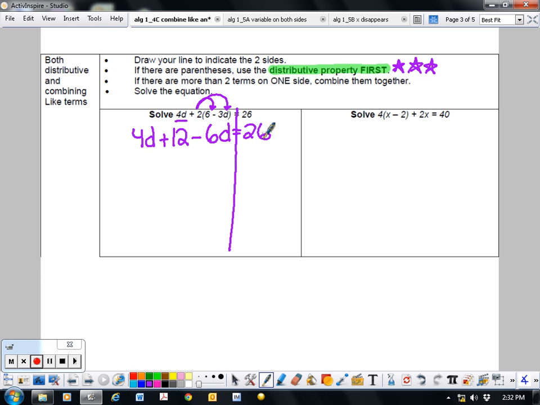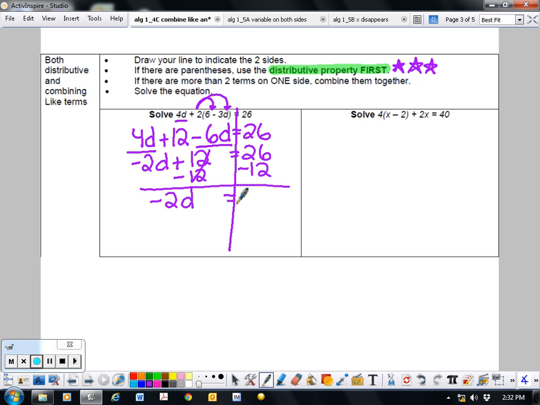Now from here, I'm looking at those like terms. I see two things that have a D. So 4D, and then I take the sign here, negative 6D. So 4 minus 6 gives me negative 2D. So now I'm back to that two-step equation. I move everything away from the D, starting with plus or minus. So I have that plus 12, so I'm minus 12 on both sides. I have a negative 2D left on this side, and over here we have, it looks like 14.